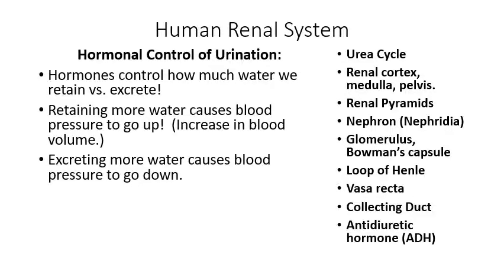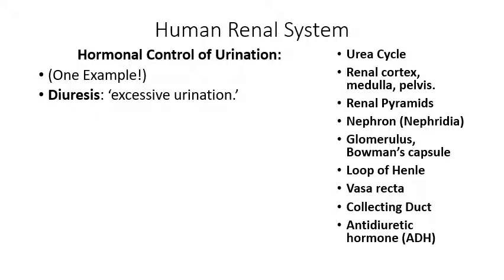All right, so this is how we control how much we're able to excrete versus retain. Remember that retaining more water causes the blood pressure to go up because we've increased the blood volume, and excreting more water tends to cause the blood pressure to go down. Okay, the term diuresis means excessive urination.